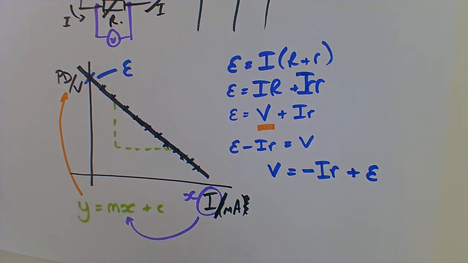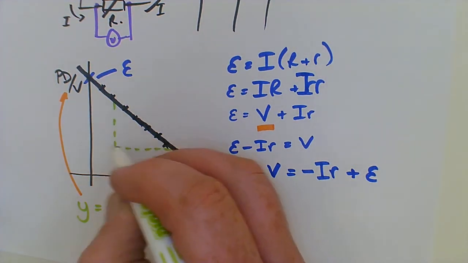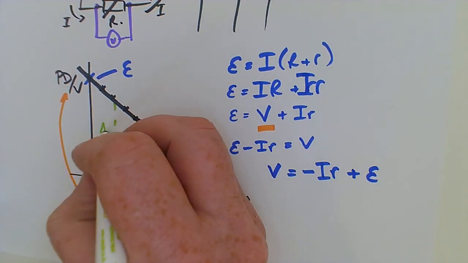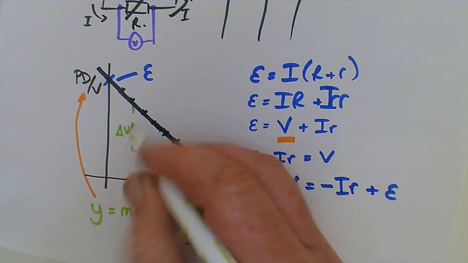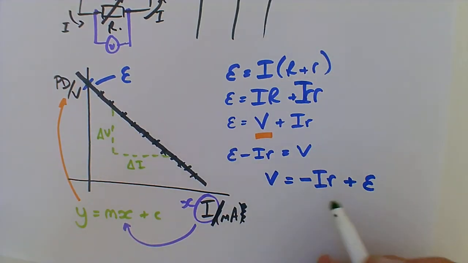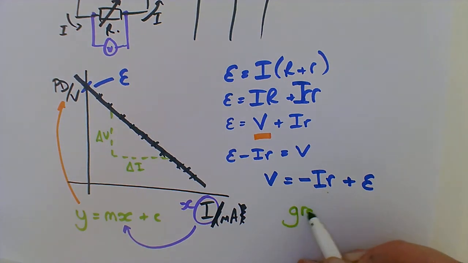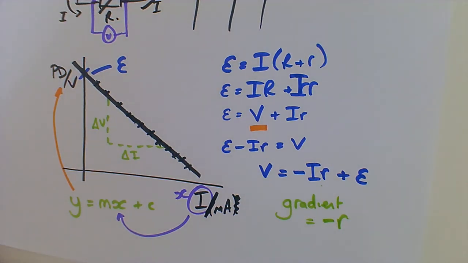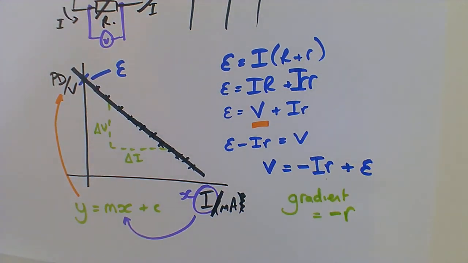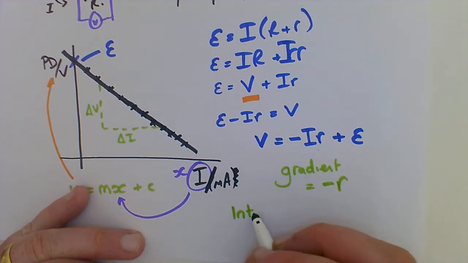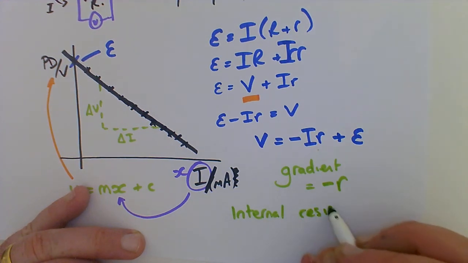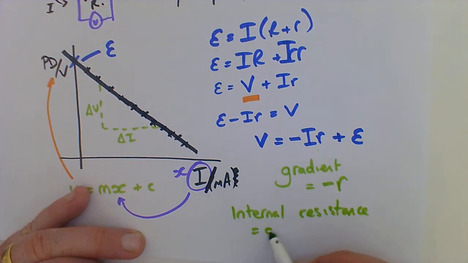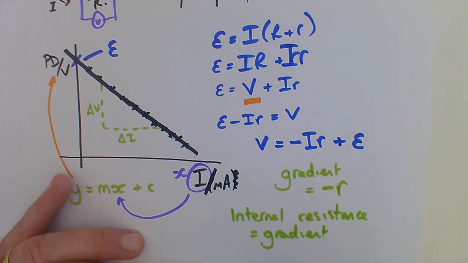What is the gradient then? Well, the gradient is a negative gradient. If we took delta V over delta I, V is going down, so we're going to get a negative gradient, which means that the gradient equals minus R. But it's a negative gradient, so it will come out as R anyway. So therefore, and this is the key point, the internal resistance is equal to the gradient. It's the negative gradient, but it's negative anyway.